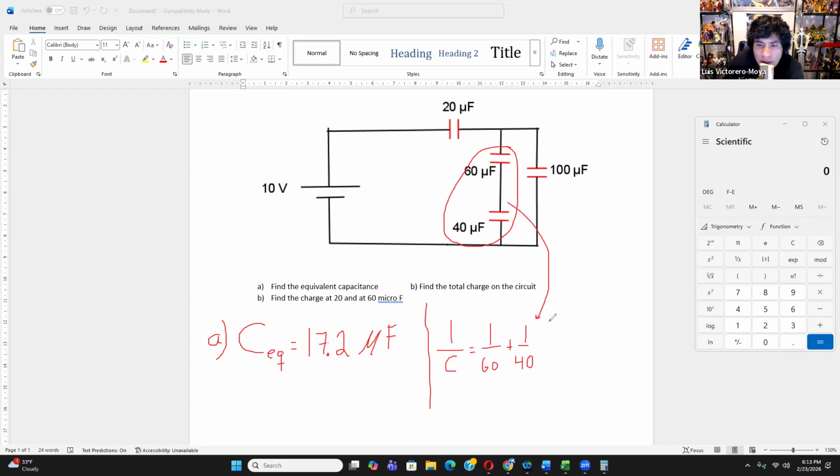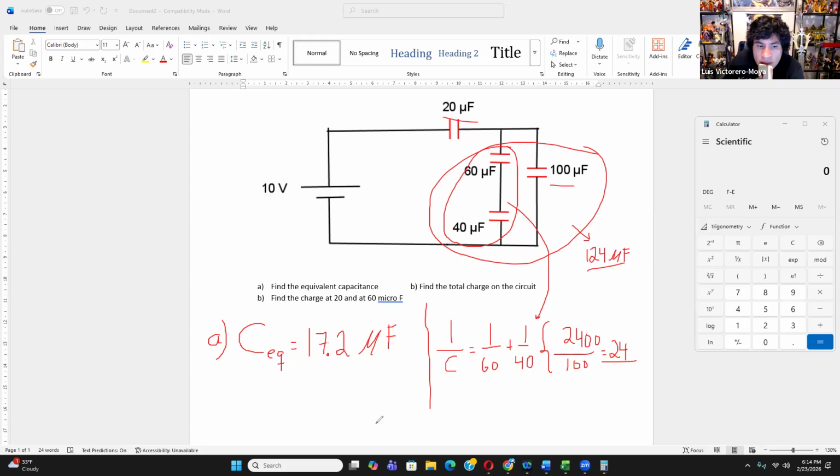And I was just doing the calculator here. This will be 60 times 40, only because it's two fractions, divided by 60 plus 40, which is 100. So the equivalent of these two is 24 microfarads. And then this one and these ones are in parallel. So all of these three, you add this and this, is 124 microfarads. You add them in parallel. Important that we have this here, okay? All this branch again is this. And then it's in series with this.